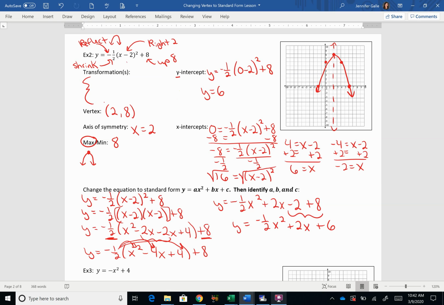So I know it looks like a lot of steps, but that whole first part, that's what we reviewed last week with your distributing, or maybe you like to call it FOIL, whatever you like. Now we pick out, here's my A, here's my B, and here's my C. So in a couple days I'll see you guys again, and we'll start graphing. But we're going to start with standard form, and we're going to figure out how to get all the pieces that we need.